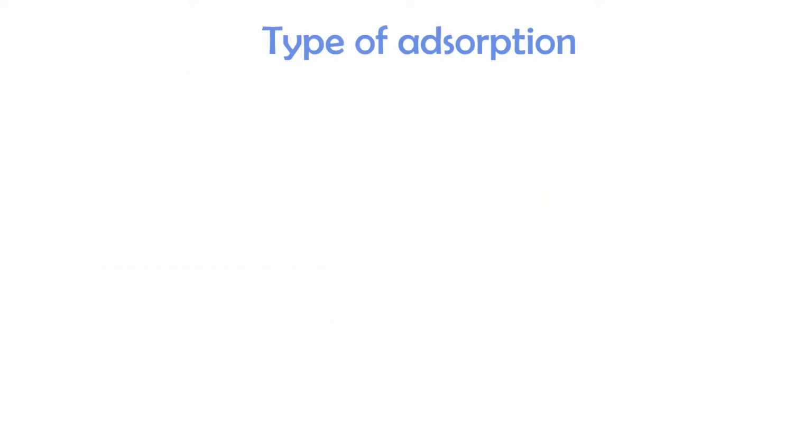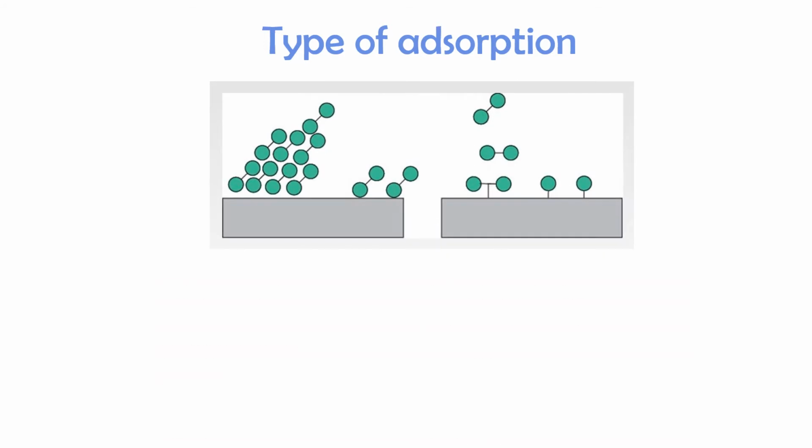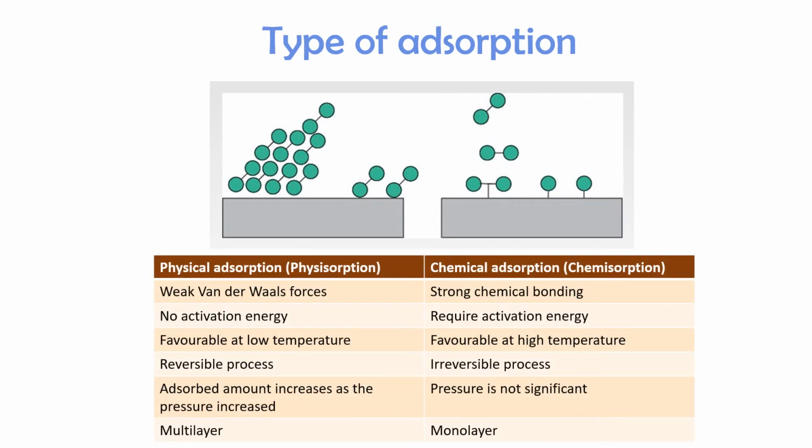Type of adsorption. Here we have two types of adsorption. The first one is physical adsorption, or in short physisorption, and the second one we have is chemical adsorption or chemisorption. For the physisorption, we have weak van der Waals forces and no activation energy is required for the bond breaking and bond formation, and it is favorable at low temperature, and the process is reversible, and the adsorbed amount increases as the pressure increases.